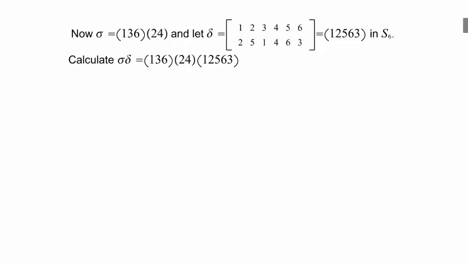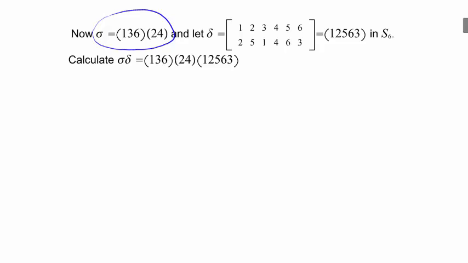Now I'll show you how to calculate. We just looked at sigma, the 3 cycle and the 2 cycle, and here's a delta given to us in the bracket notation and also the cycle notation. Make sure that you can go from one to the other. It sends 1 to 2, 2 to 5, 5 to 6, 6 to 3, and 3 goes back to 1. So it is a 5 cycle.